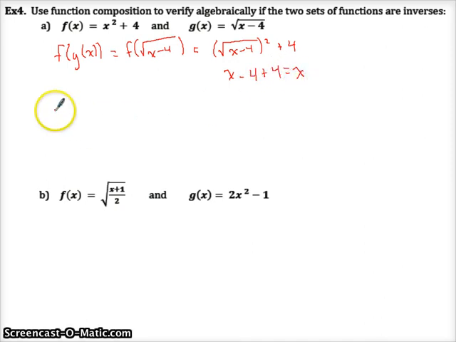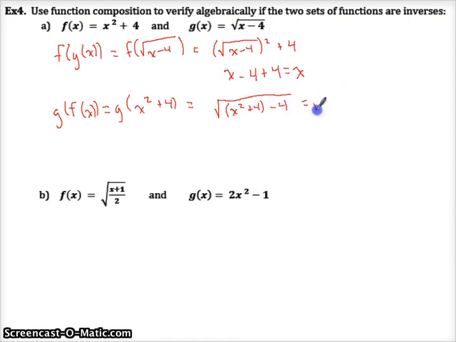Okay, great. Then we have to also check g of f of x. Getting better at fixing my mistakes. G of f of x would be g of this thing, x squared plus 4, which is like putting that into the g function. So this would be the square root of x squared plus 4 minus 4, which is the square root of x squared, which, if we have our restricted domain, everybody's happy. It is just x. This is a great big yes for this one.